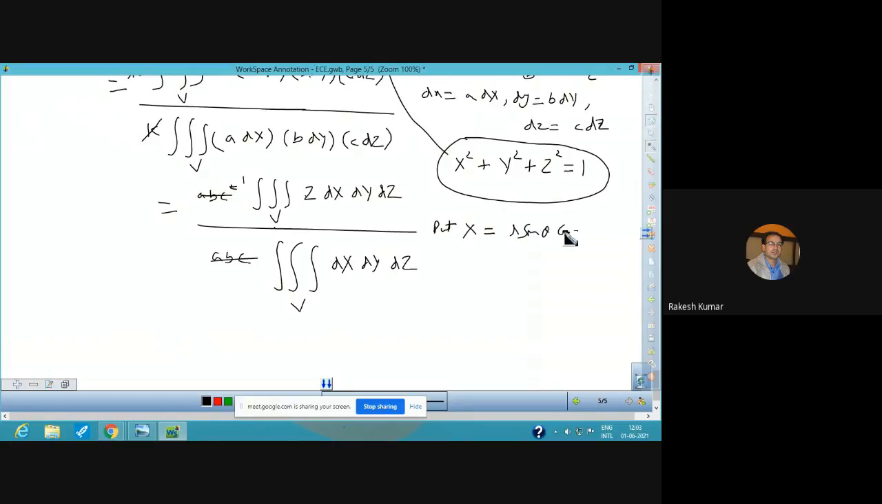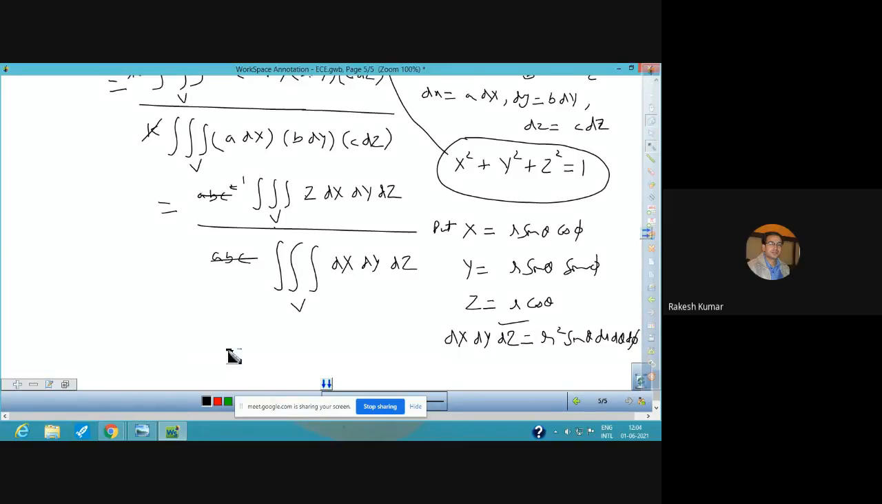Capital X is r sine theta cos phi. Capital Y is r sine theta sine phi. And capital Z is r cos of theta. And your dx, dy, dz is, this is by Jacobian. This has already been discussed in the previous class. So dr, d theta, d phi.